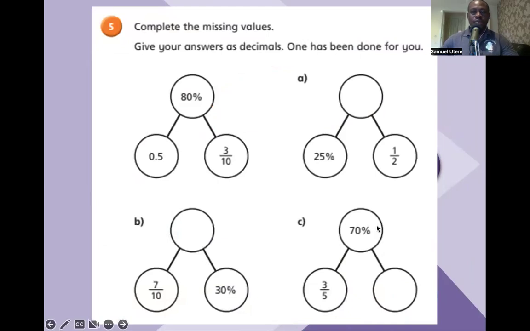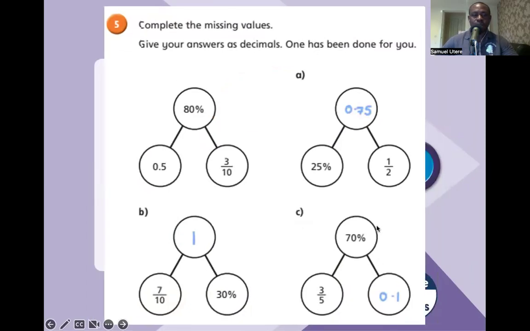Pause the video and answer question 5 in 4 minutes. Assuming you've paused the video and you've answered question 5, here are the answers. Here, this is already done for us. We know it's a part whole model, so we need to add these two to get what's there. Now, remember, a half is 50%. So 50% plus 25% is 75%. And that's the same thing as 0.75.